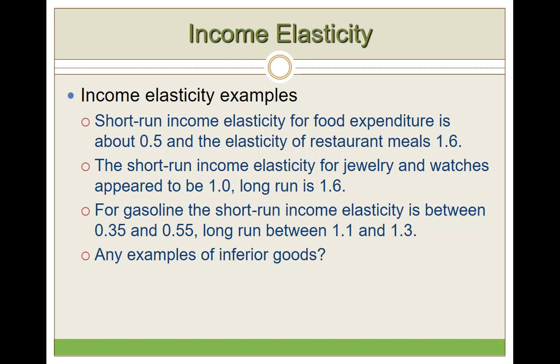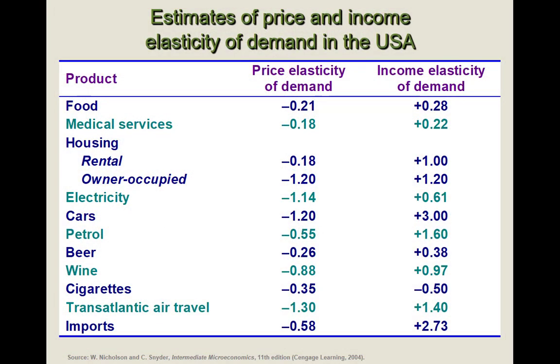Any more examples of income elasticity that are, sorry, inferior goods? Any examples? No? Hard to find one. Okay, we'll give one example here. It looks like there's one example in millions of examples. Look at this one.